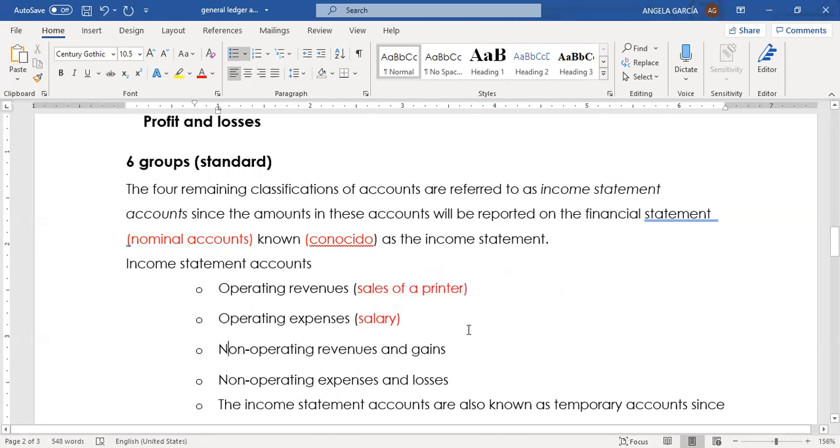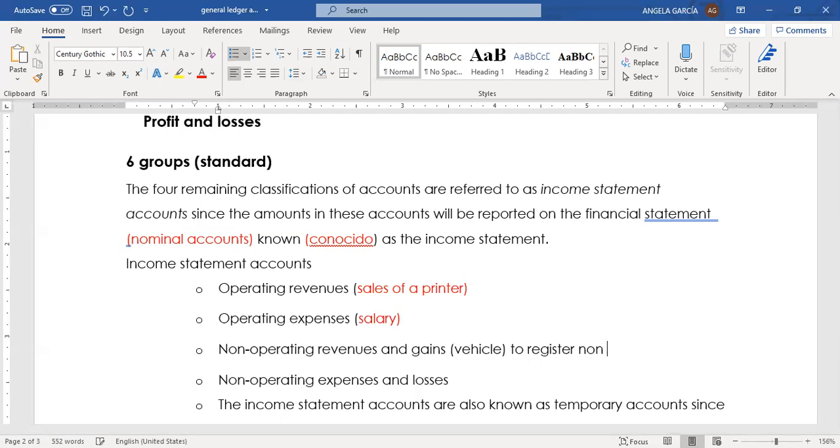So we also have non-operating revenues. Non-operating revenues and gains. It means, for example, that you have something that is an income, but it's not the usual business. Let's say that you are selling a vehicle and you have a gain on the selling of the vehicle. So you are going to book, you are going to register it within the non-operating revenues.